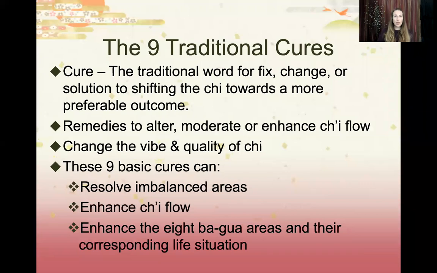So the 9 traditional cures in Feng Shui are, we're going to describe them, but first let's understand what a cure is. So a cure is just the traditional word for a fix or a change or a solution to shifting the chi or energy towards a more preferable outcome. So if people aren't comfortable with the word cure, we can talk about the 9 traditional ways to enhance energy flow, the 9 traditional ways to enhance chi.